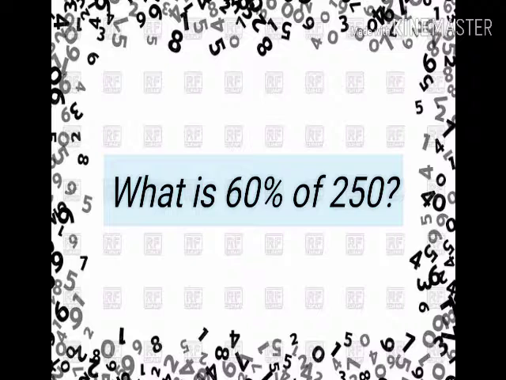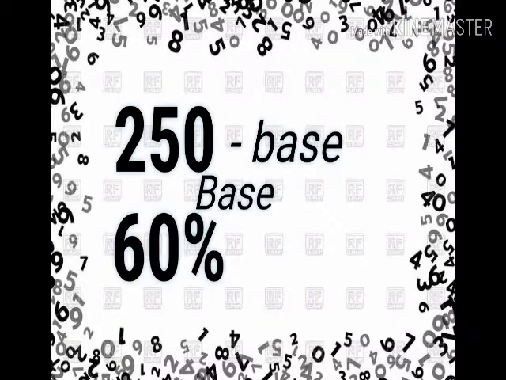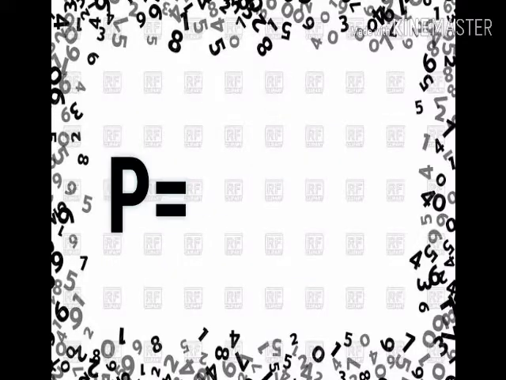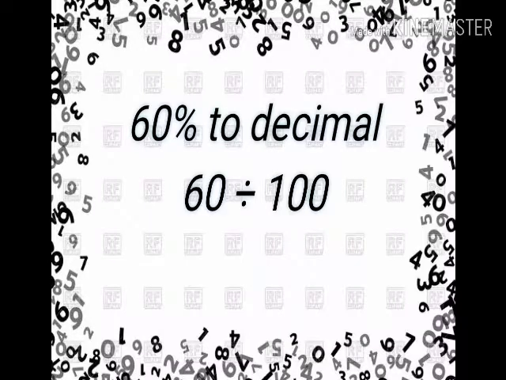Now let's find the percentage of a number. Here is our problem number 2. What is 60% of 250? The formula for percentage is base multiplied by rate. 250 is our base and 60% is our rate. And now, let's multiply 250 by 60%. But first, we need to convert 60% to decimal. So 60% will become 0.60 in decimal. Then let's multiply 250 by 0.60 and we have 150. So 150 is the percentage.